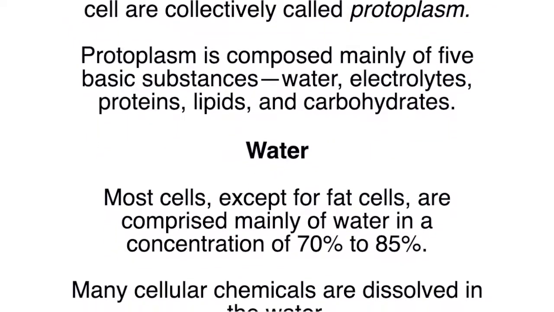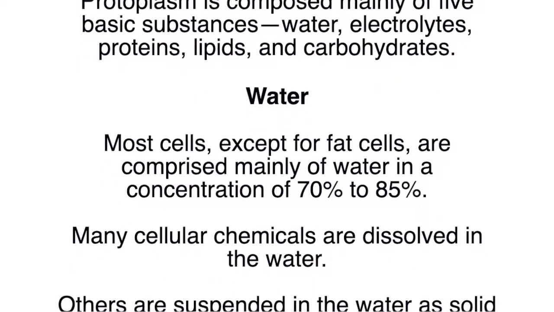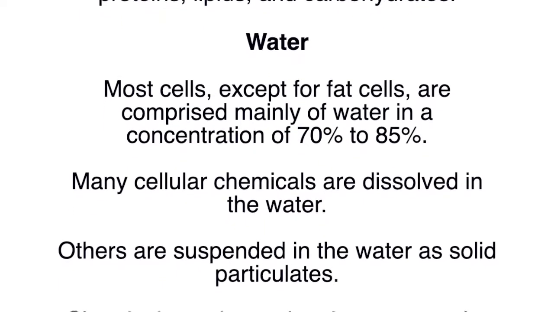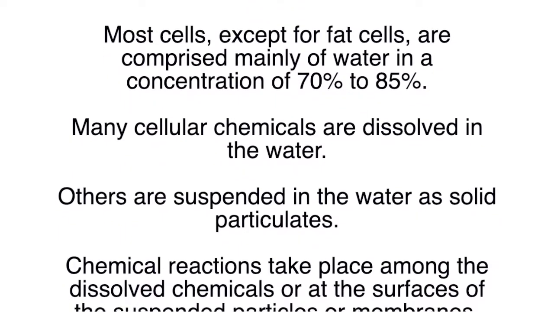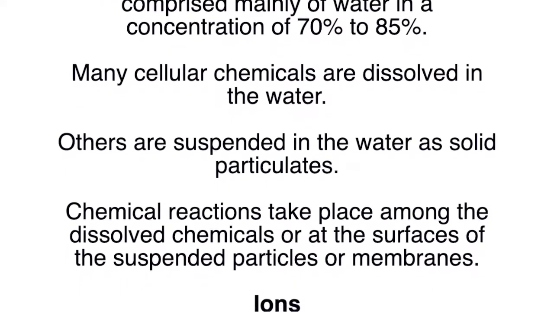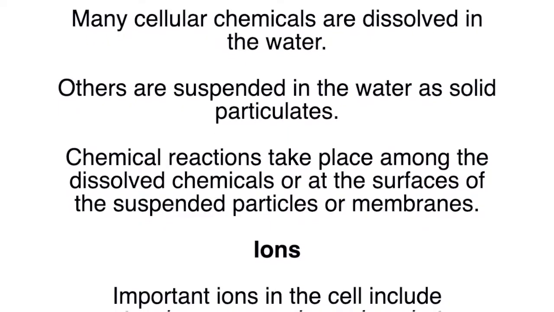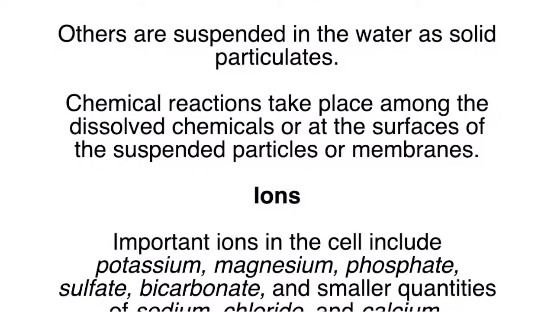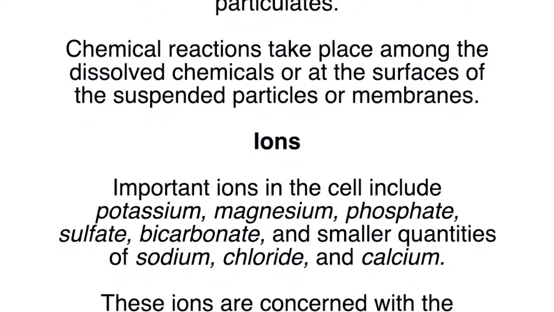Water. Most cells, except for fat cells, are composed mainly of water in a concentration of 70 to 85%. Many cellular chemicals are dissolved in the water. Others are suspended in the water as solid particulates. Chemical reactions take place among the dissolved chemicals or at the surfaces of the suspended particles or membranes.